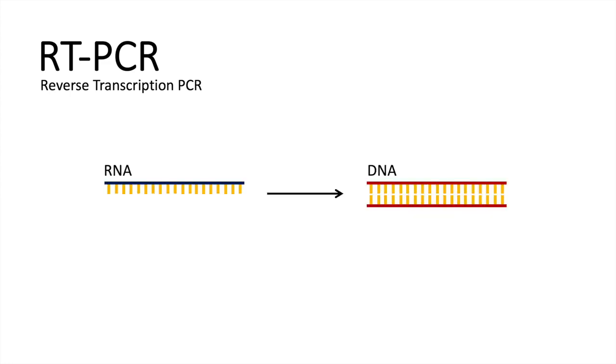So in a nutshell, reverse transcription PCR can synthesize DNA fragments out of an RNA template. And with PCR and applying different cycles, we can generate high quantities of the DNA so that it is possible to sequence the genome.